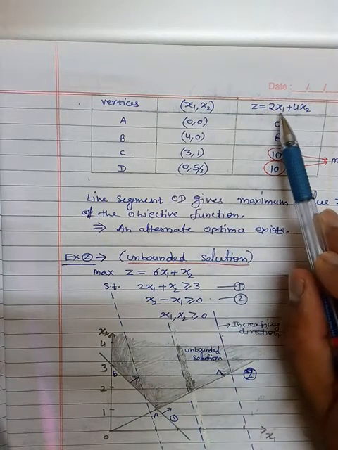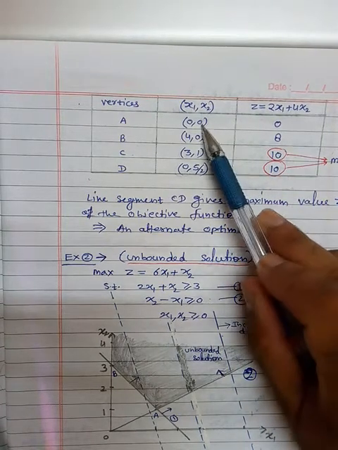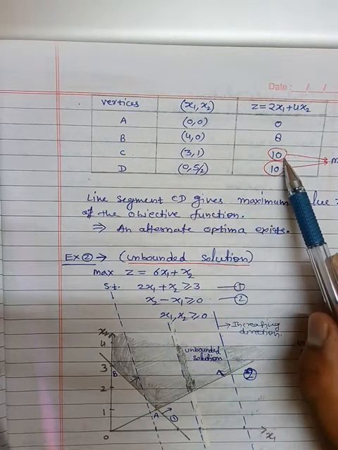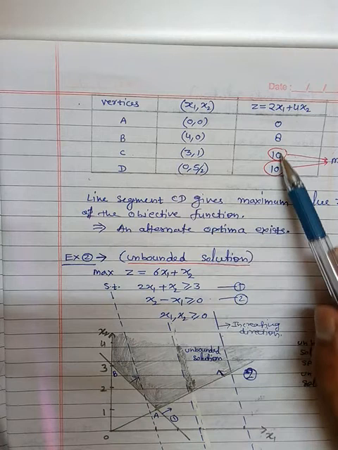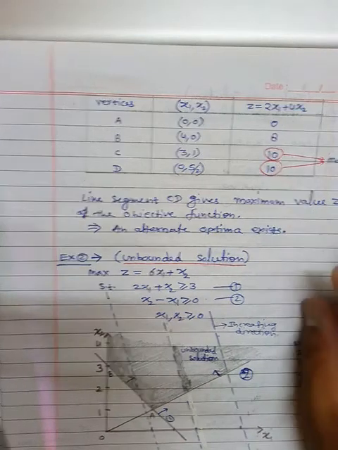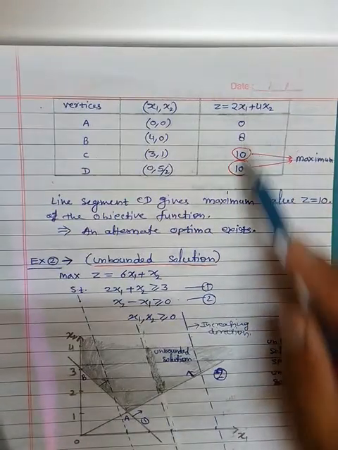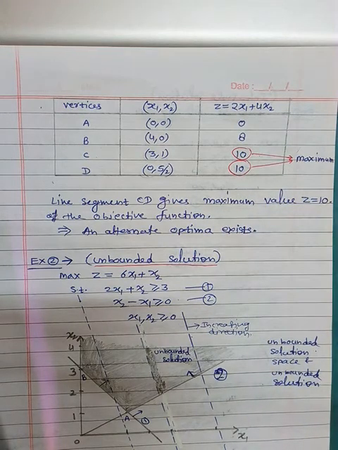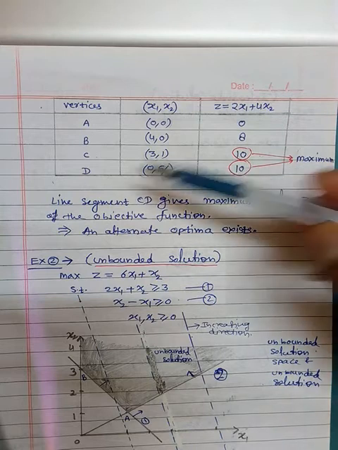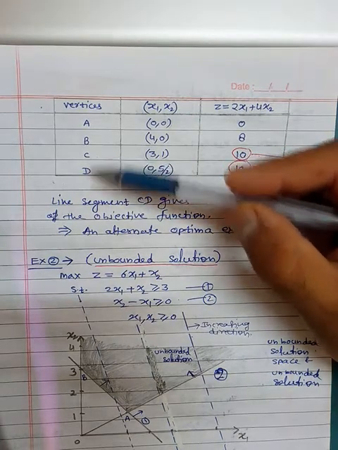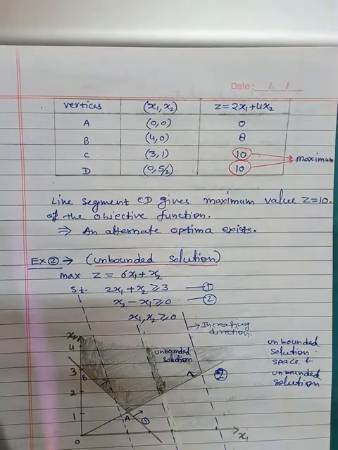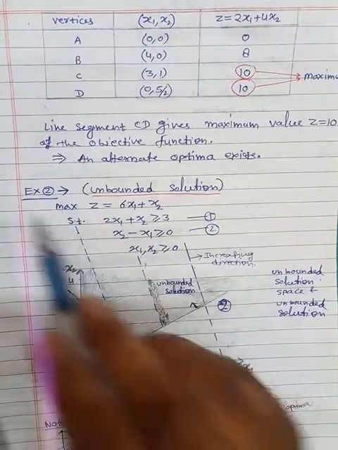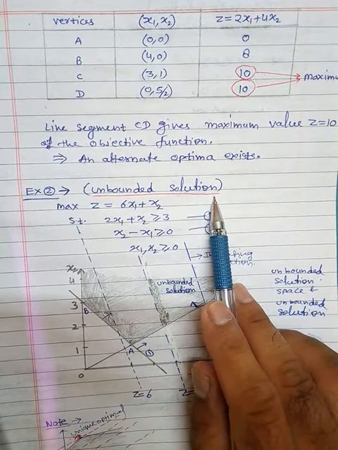The objective function is 2x1 plus 4x2. At the first point we have 0. For the second point we have 8. For the third point we have 10, and for the fourth point we have 10. So both are at the same level and have the maximum in this column. That's why we have alternate optima, and the entire line segment CD is the solution. So we have infinitely many solutions rather than one solution. Now the second case, unbounded solution.